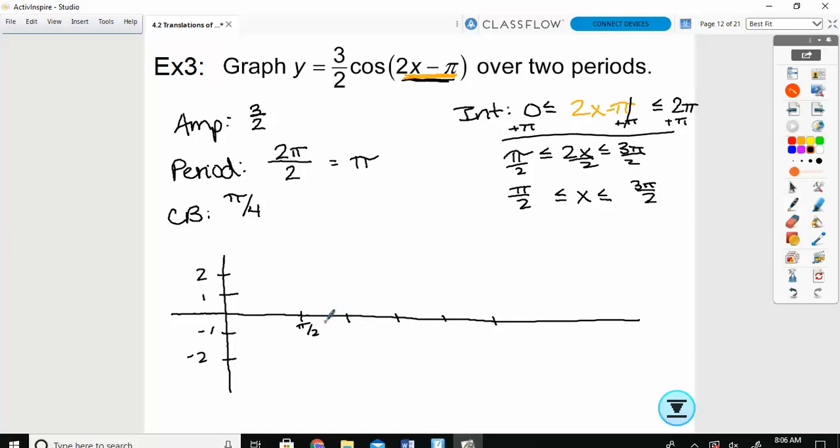So you just add your count by. Pi over 2 plus pi over 4. You can think of it as 1/2 plus 1/4. So it would be 3 pi over 4. Plus pi over 4 would be 4 pi over 4 or pi. Plus pi over 4 is 5 pi over 4. Plus pi over 4 is 6 pi over 4 or 3 pi over 2.